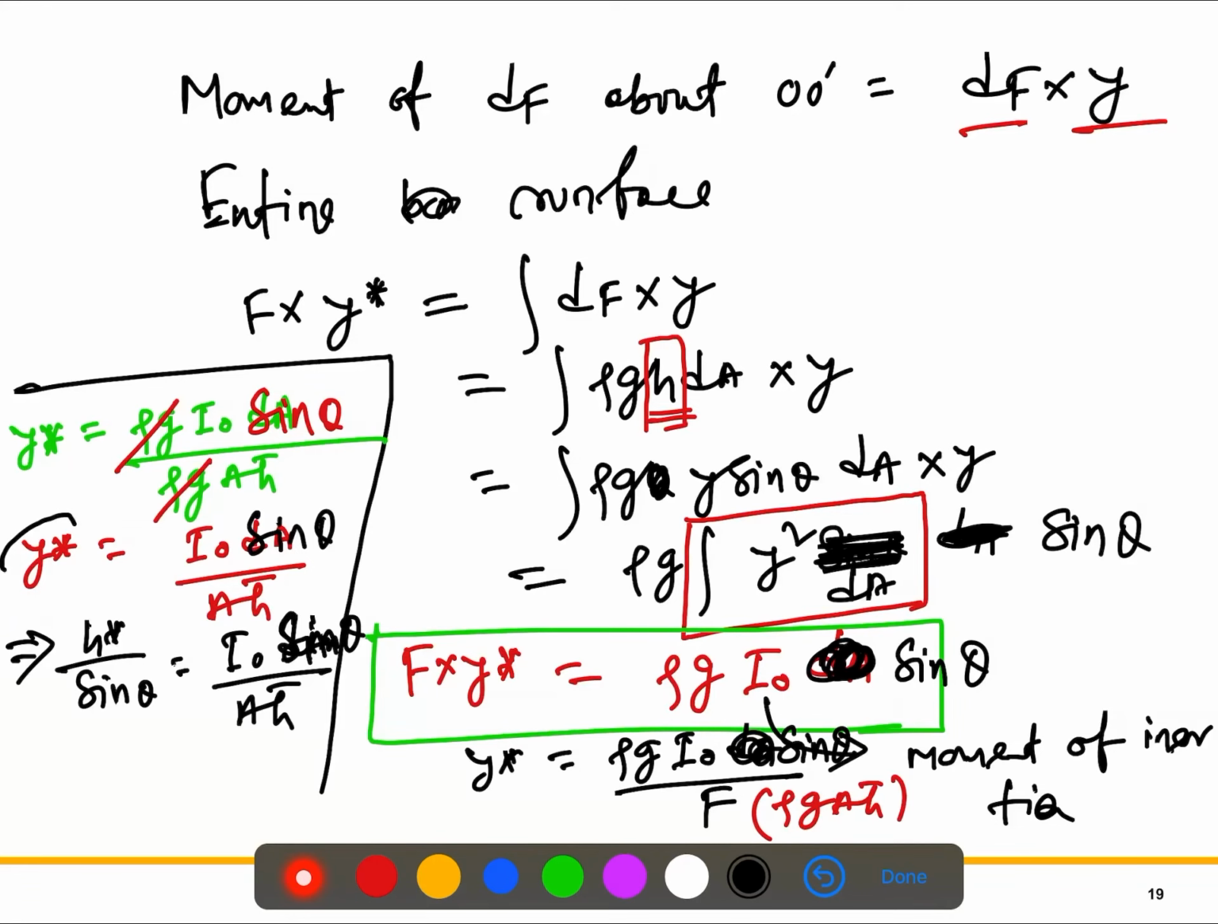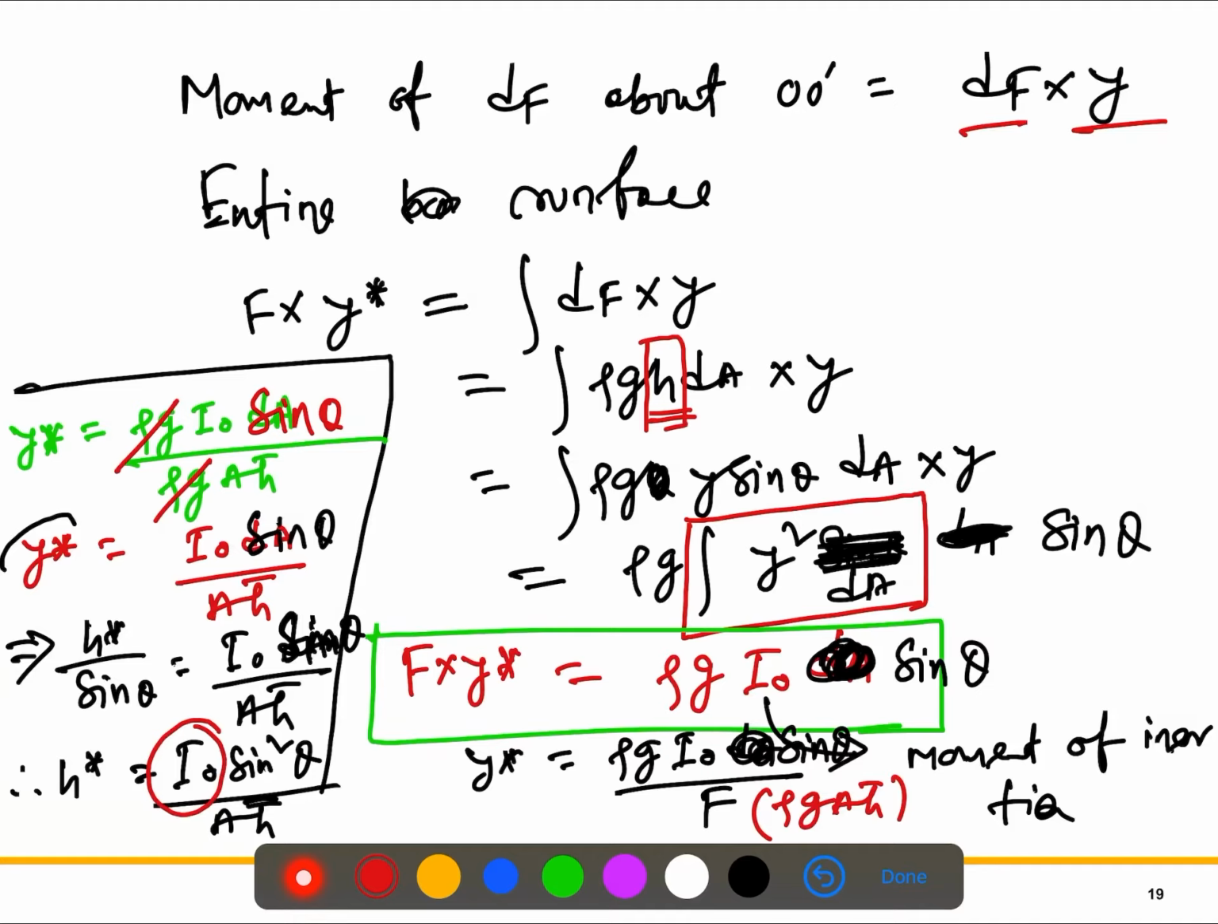So that means the h star will be I naught sine square theta over A h bar. Now what is the I naught? We know I naught is the second moment of inertia. We calculated it as I naught equals the integration of y squared dA.